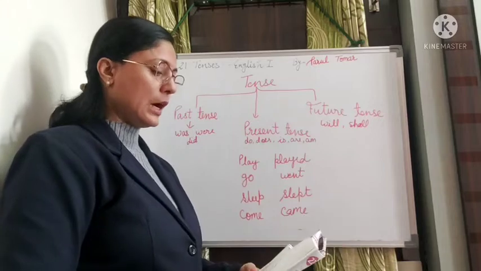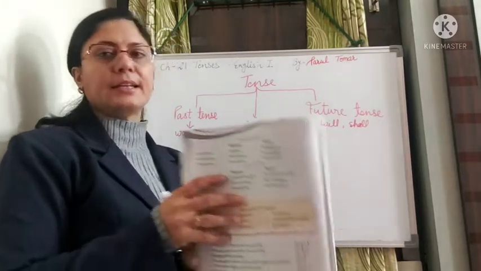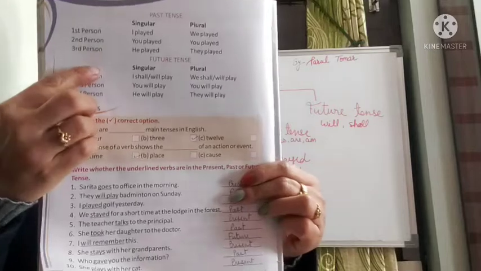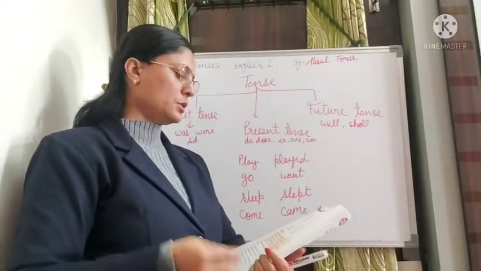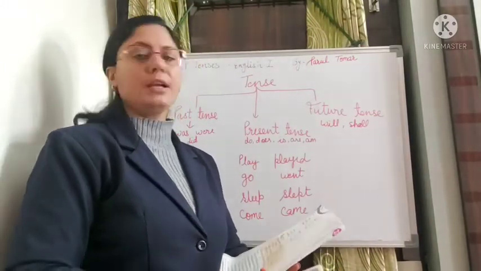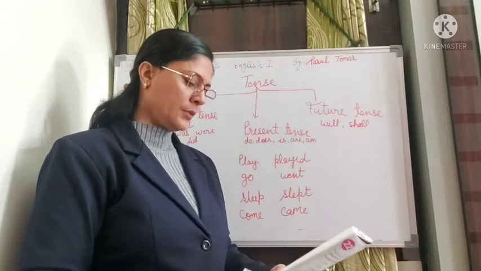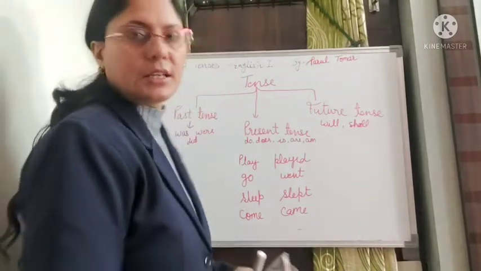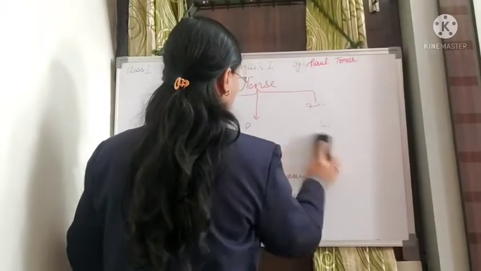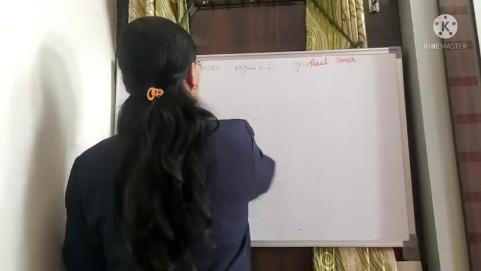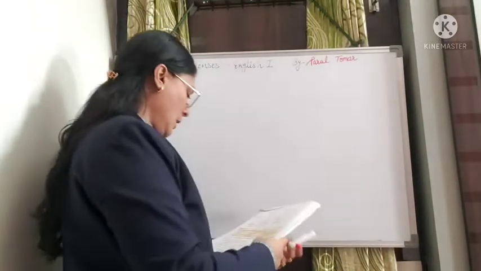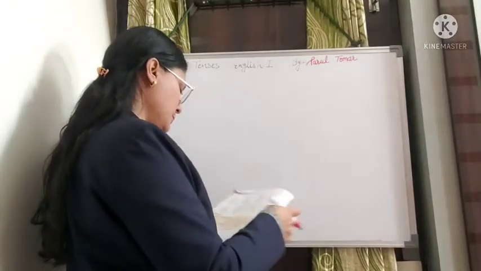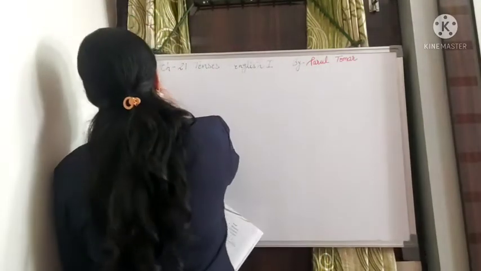All these forms are written on page number 98 in your book. You can see these are the past forms and these are the future forms. In future, we have used shall, will and the first form of the verb. Now, an exercise is given at the end of the chapter. Now, I am going to write that for you. Write whether the underlined verbs are in present, past or future.